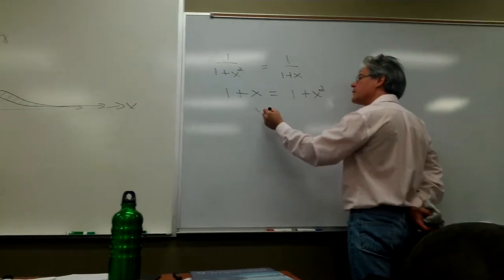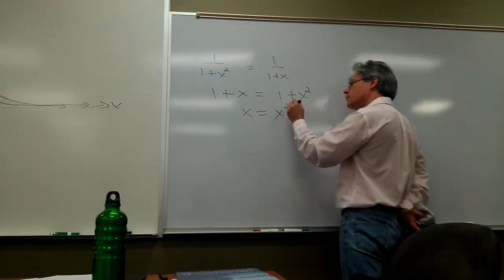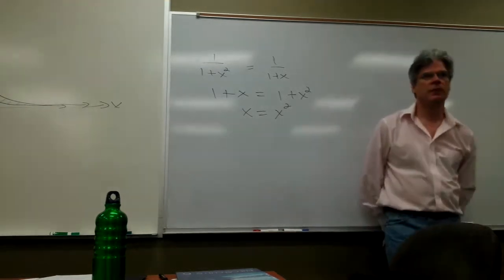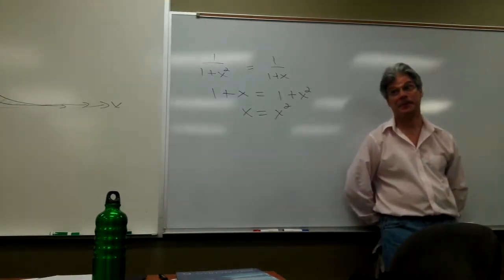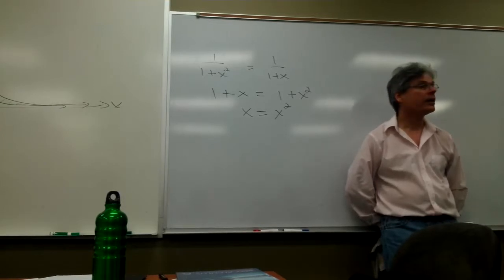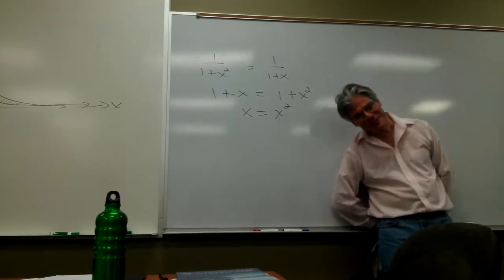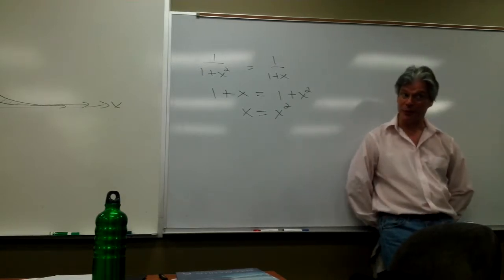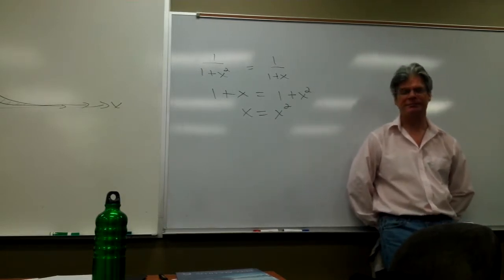Let's subtract 1 from both sides. Let me test your math skills. What's next? Divide both sides by x. That makes me nervous, because if I divide both sides by a variable expression, I might be dividing by 0. I might lose one of my solutions. Do you see my point?